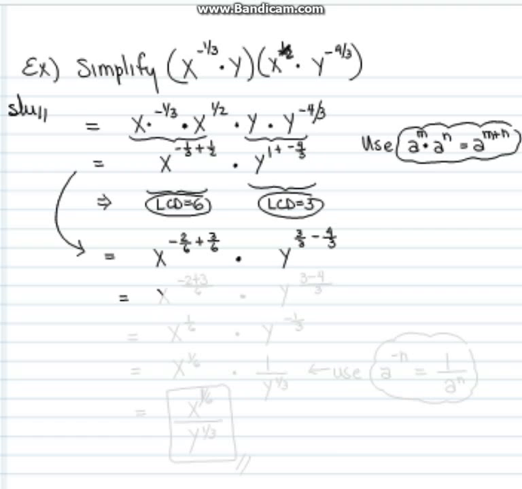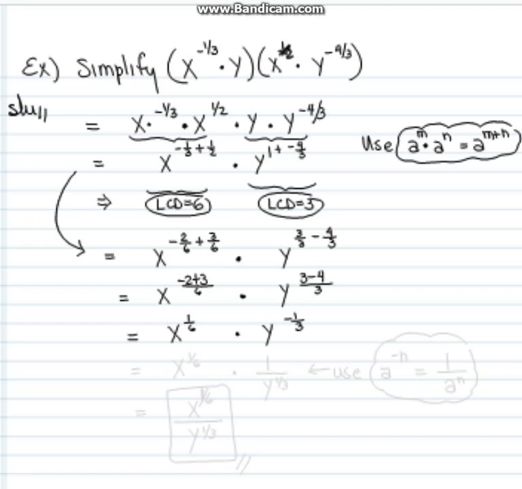And that is x to the, do the operation across the top, negative 2 plus 3 over a single version of the common bottom. All we're doing is adding and subtracting fractions here. That's the hard part of this problem. Times y to the, do the operation across the top, 3 minus 4 over the common bottom 3. So this one turns out to be x to the 1 over 6 times y to the negative 1 over 3.